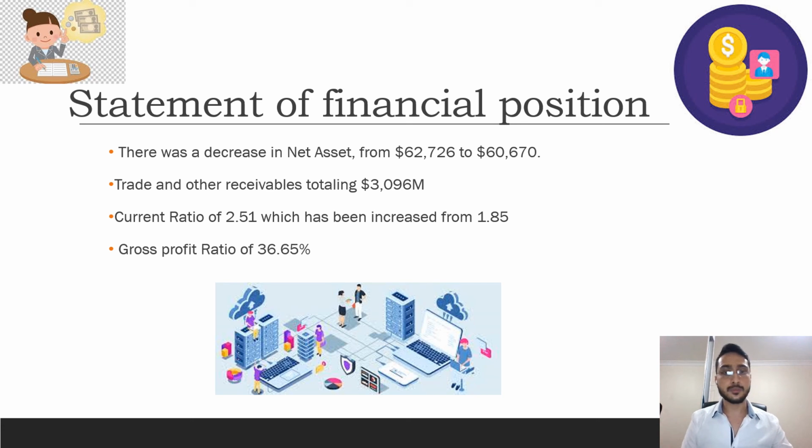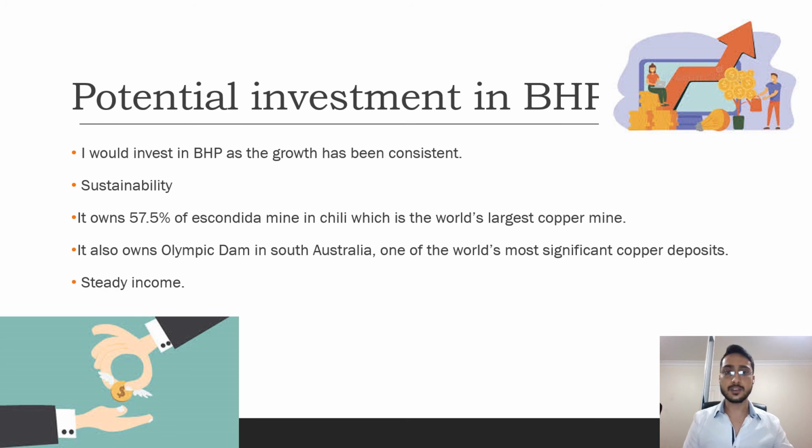The gross profit margin has significantly increased, and it has been steady at 36.65%. So which is very good for a company in the mineral and copper industry to have a gross profit of 36.65%. In case of the investment in BHP Limited, it is one of the best companies in the mineral industry. In Australia, it is one of the biggest and largest companies to invest in, so I would definitely invest in BHP Limited.